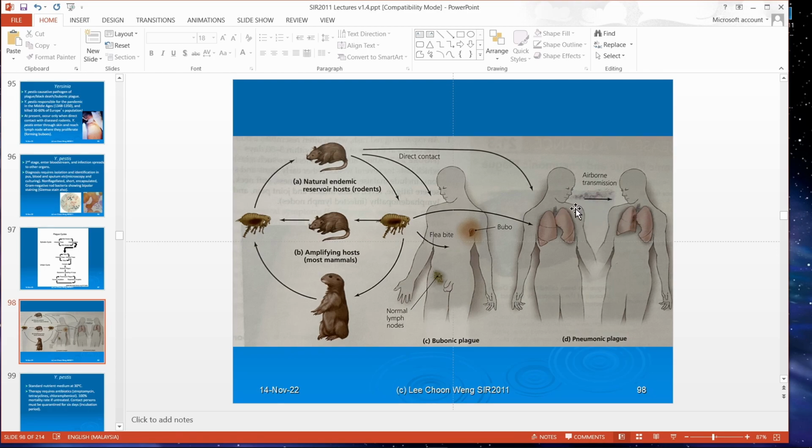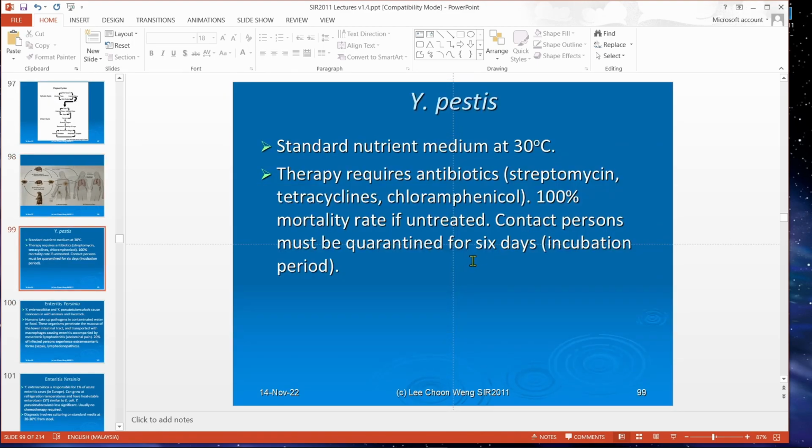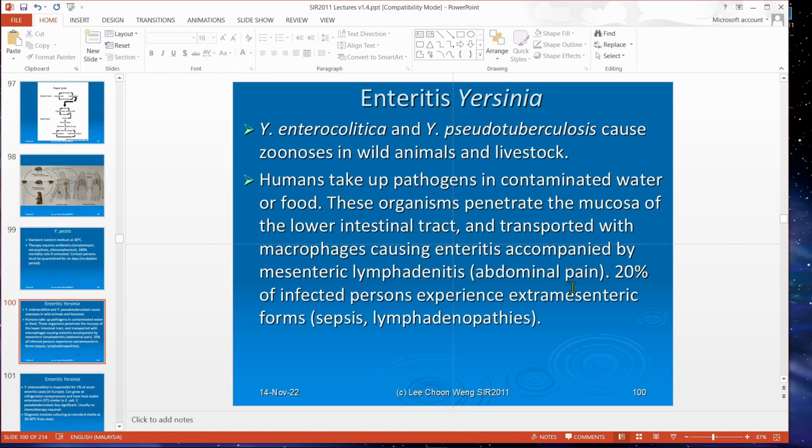So you have the sylvatic cycle here, and then the pneumonic plague here. So man-to-man transmission. Okay, so that's why any contact persons must be quarantined because they do not want to have that stage, the airborne transmission, and they must make sure that the person is not infected before they release them. Of course, for Yersinia pestis, you need antibiotics.